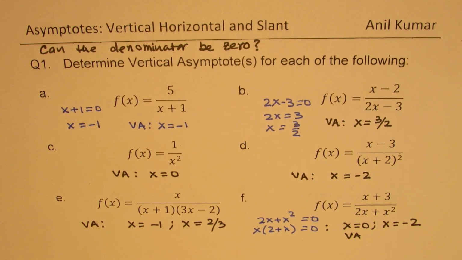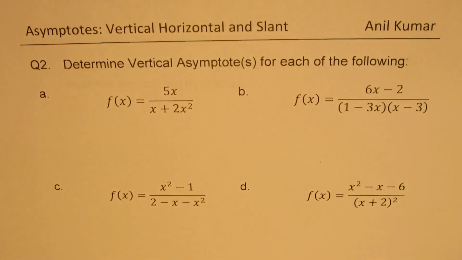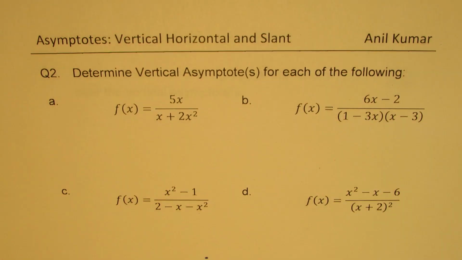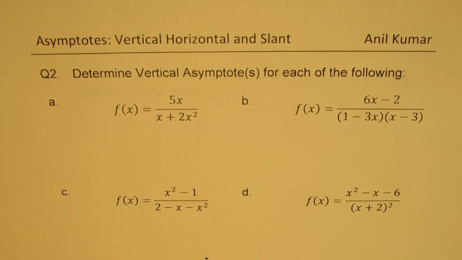Perfect. Okay, now let's move on and see slightly more in detail about the vertical asymptotes. Here is question 2 for you. Now this is kind of typical, since this is not that straightforward as we had in question number 1. I would like you to pause the video, answer this question, and then look into my suggestions. Number 2. Determine vertical asymptotes for each of the following, right?